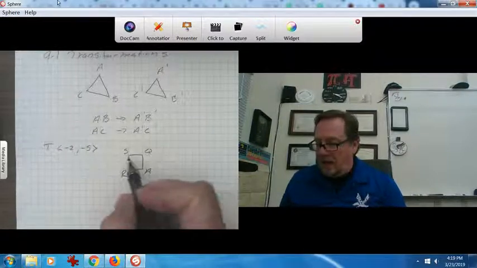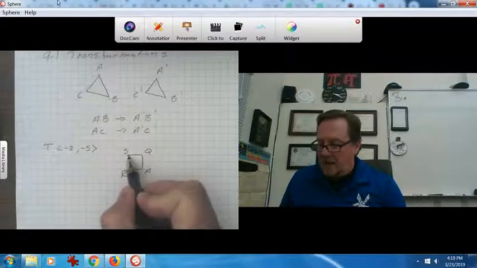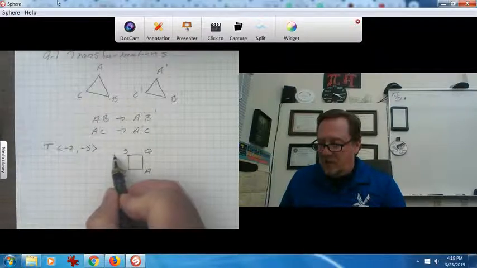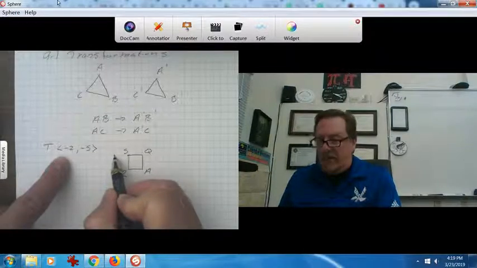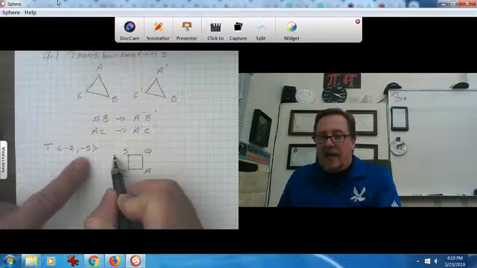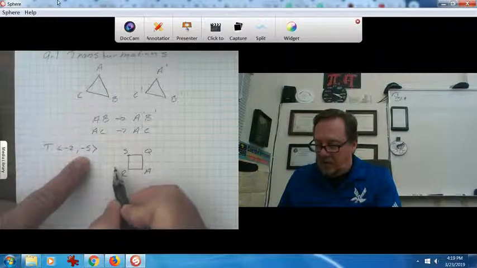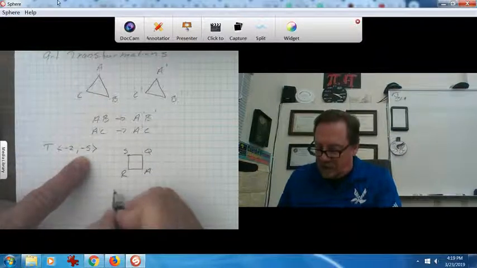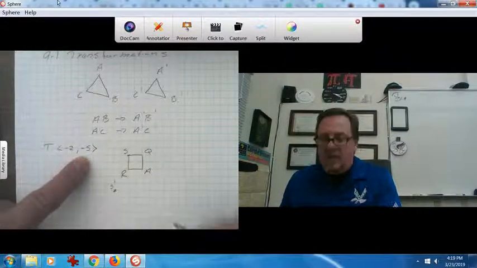How does that work? Well, if I took S and I slid it to the left by 1, 2 in the negative x direction, and then in the negative y direction by 5, it's going to go down by 5, 1, 2, 3, 4, 5, and so S prime lives there.